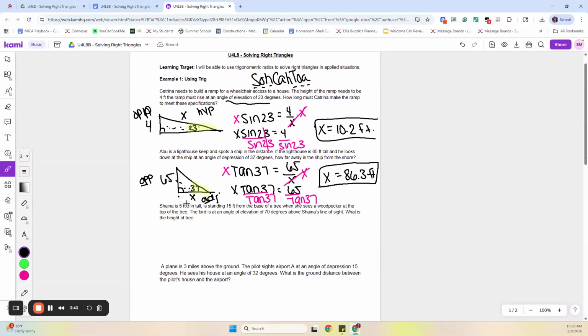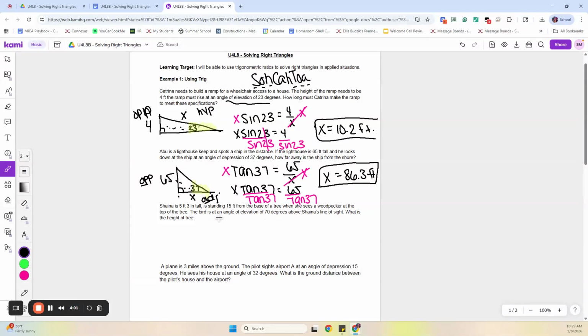Okay, next one. Shayna is 5 feet 3 inches tall and is standing 15 feet from the base of the tree when she sees a woodpecker at the top of the tree. The bird is at an angle of elevation of 70 degrees above Shayna's line of sight. What is the height of the tree?